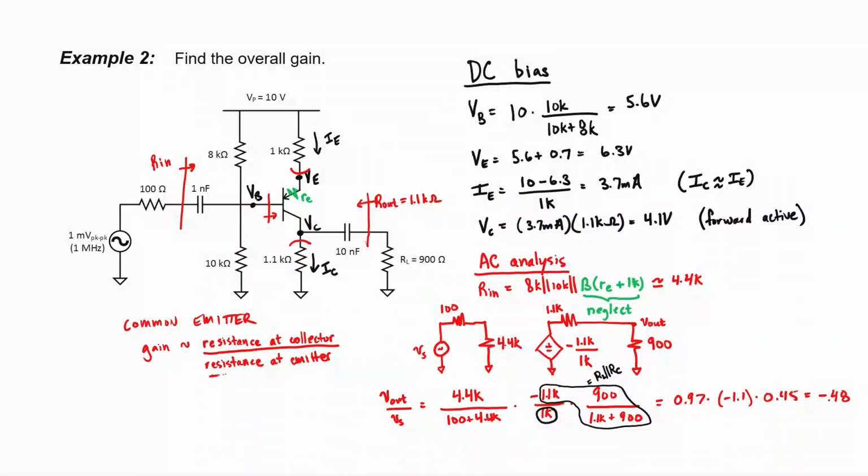Not too bad, but what would you do to the circuit if you wanted a higher gain? Well, the easiest way to increase the gain is to reduce the resistance at the emitter. It's down here in the denominator, so we should make this resistor a little bit smaller. And we can do that effectively by adding a capacitor there next to it so that we don't change the DC bias points. That's what we're going to do in example 3.